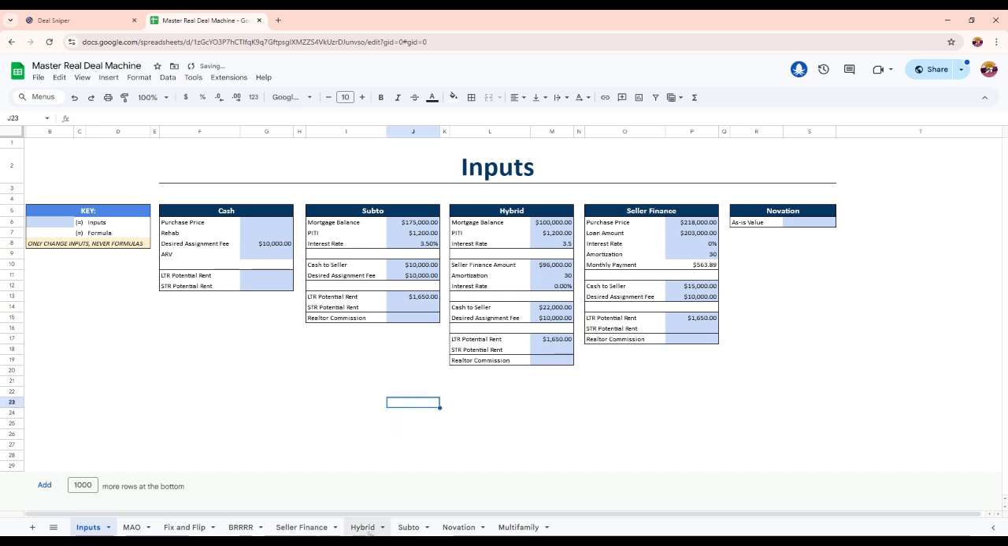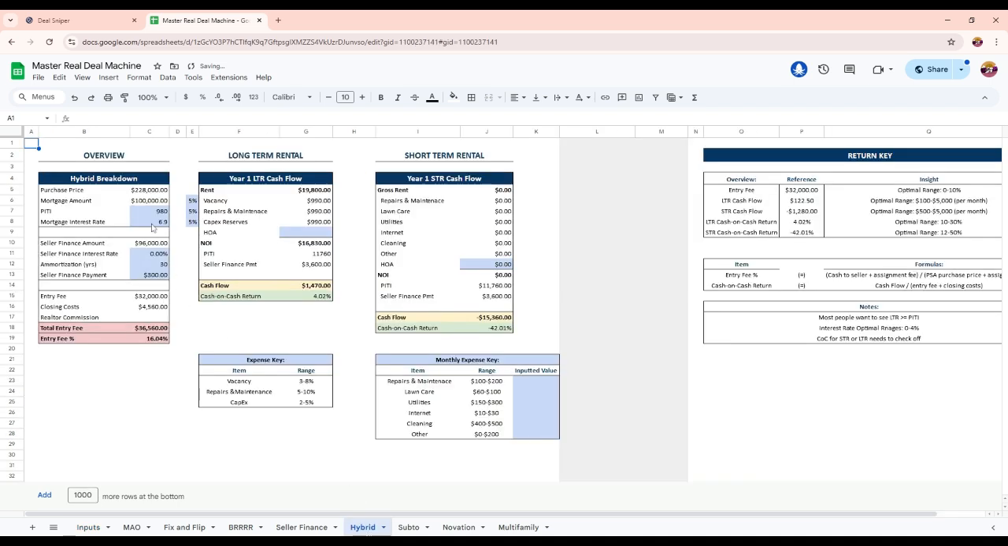Now we're going to go to hybrid down here at the bottom. We're going to put the numbers in appropriately. So 1,200. We got 3.5. This we're going to put as 0 for now. So as you can see, you're already high on the entry percentage. And the other thing is you're very low on your cash on cash return. Remember, our minimum is 10%.